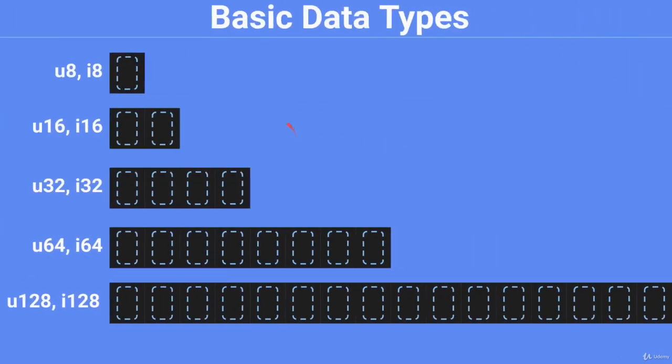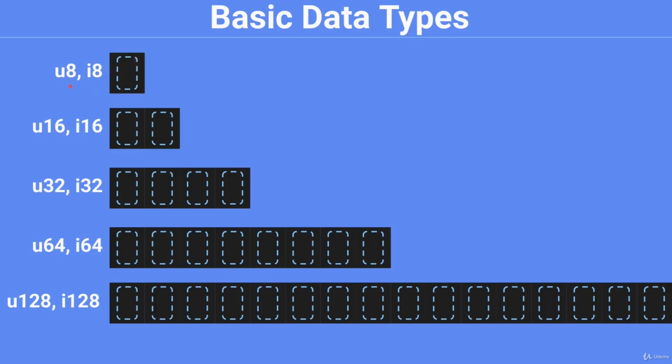Here we can see all of the integer types in Rust. Let's explain the naming convention. A U in the beginning of the type means that it's an unsigned integer, and I means it's a signed integer. So an unsigned integer can only be positive, and a signed integer can be positive or negative. This is the basic difference. Every integer type in Rust has these 2 flavors, unsigned and signed.